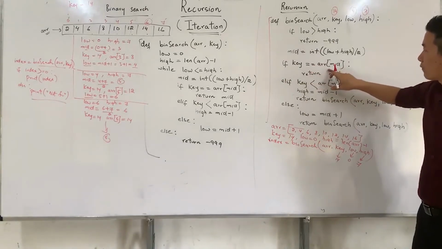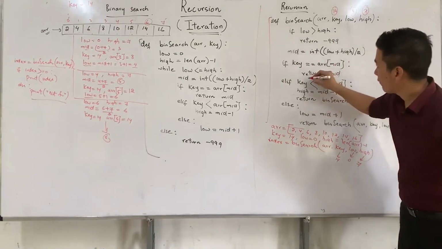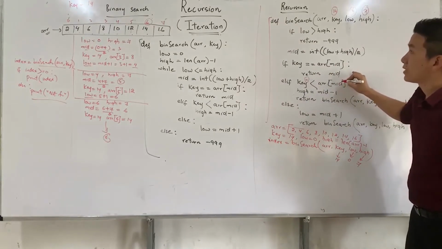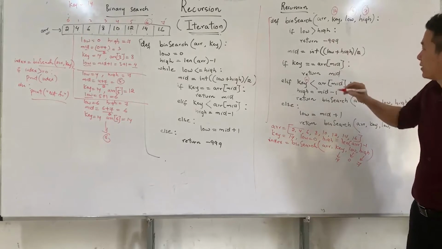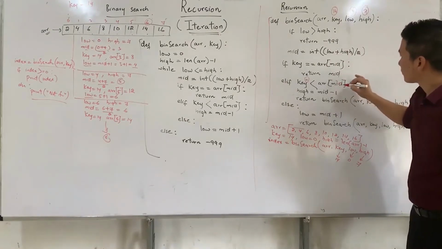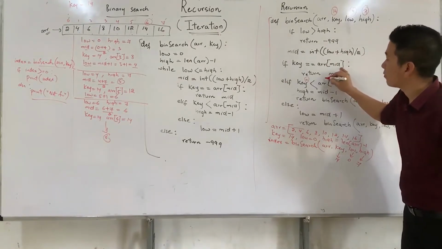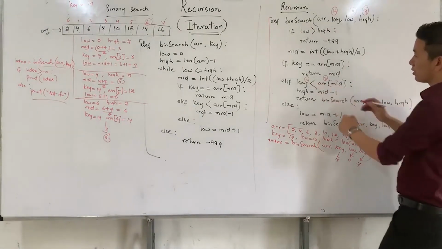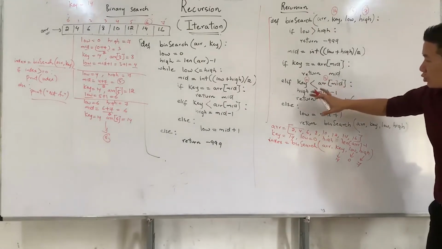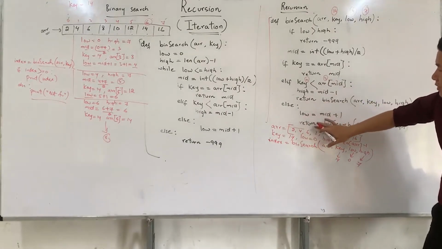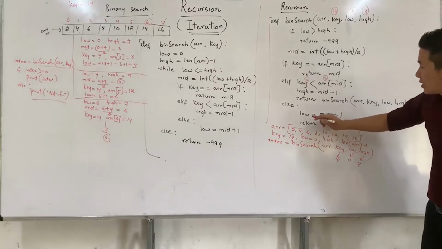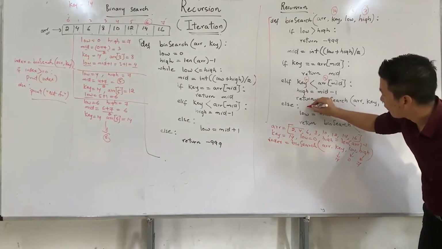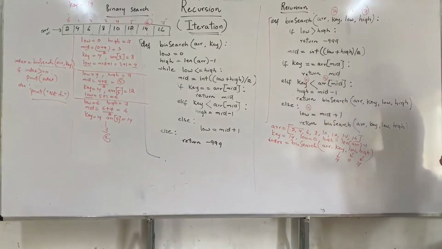The condition evaluates to false, and then the key value being 14, the value of mid being 3, ARR of 3 is nothing but 8. So this condition is again false. So these two statements will be executed. This time the value of mid is 3, so 3 plus 1 is 4. So the new value of low is 4.